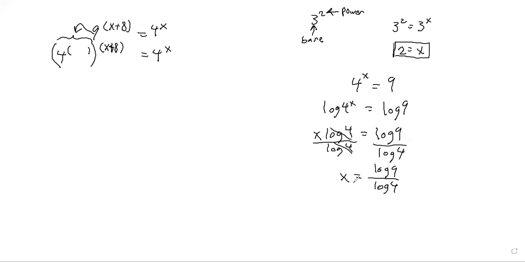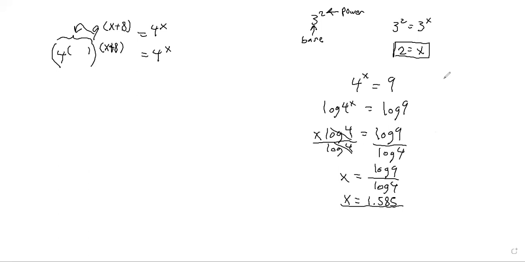Now, if we work this out on our calculator, it gives us this long decimal value, but we're going to round it to the last 3 significant digits. So we'll round it to 1.585. So this is our value of x. What does this mean? It means 4 raised to this value of x will equal 9.